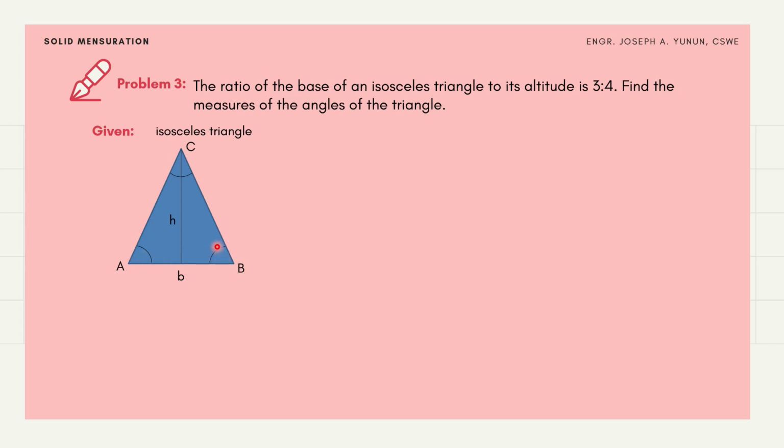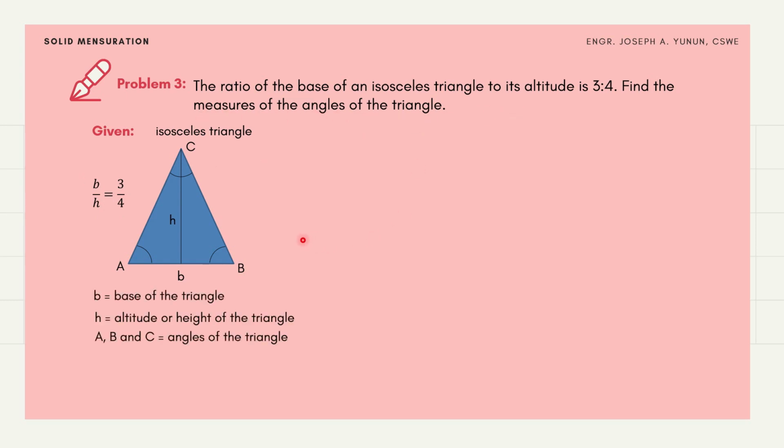Now, the angle opposite the base is called the vertex angle. The ratio of the base to its altitude is also a given. So the ratio of the base and the altitude is 3:4, or 3/4. That is also a given. Any more givens? Probably none.